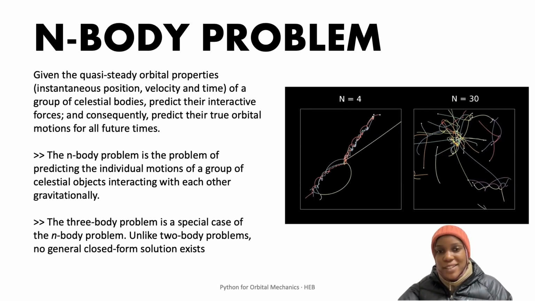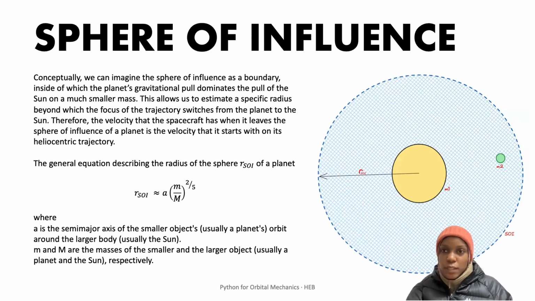So the two-body problem is just a section of that. And then from there, we can have three-body problems, four-body problems, five-body problems. And as you know, the universe has many tens, thousands, millions, billions of bodies. So the three-body problem is a special case of the n-body problem. And unlike the two-body problem, which has been fully solved, there is no general closed form solution for the three-body problem. So we're not going to go into this in this class, but we're going to go into this in the coming weeks.